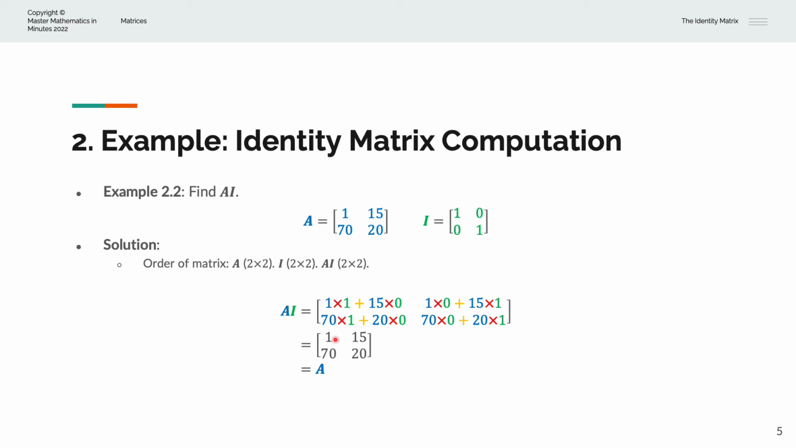And that simplifies to 1, 15, 17, and 20, which is identical to the original matrix A. And so that is equal to A. And so this again proves the concept that we saw earlier, that if you have a matrix multiplied by an identity matrix, that will return itself.